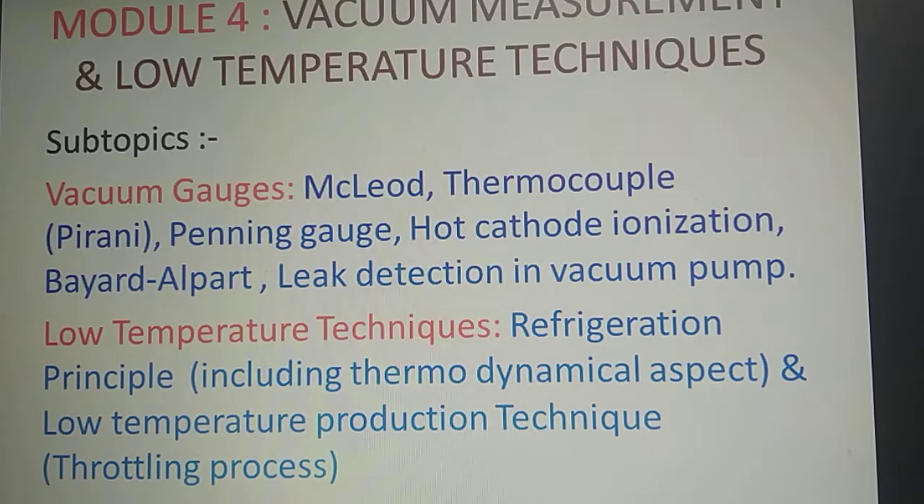In this module, we are going to study the vacuum gauges like McLeod gauge, thermocouple gauge, that is Pirani gauge, Penning gauge, hot cathode ionization gauge, then Bayard-Alpert gauge, leak detections in vacuum pumps. And in low temperature techniques, we are going to study a refrigeration principle, including thermodynamic aspects, which we have already studied in the TYBSc, and the low temperature production techniques, that is throttling process. That means low temperature techniques we have already studied, but still we are going to study here, right?